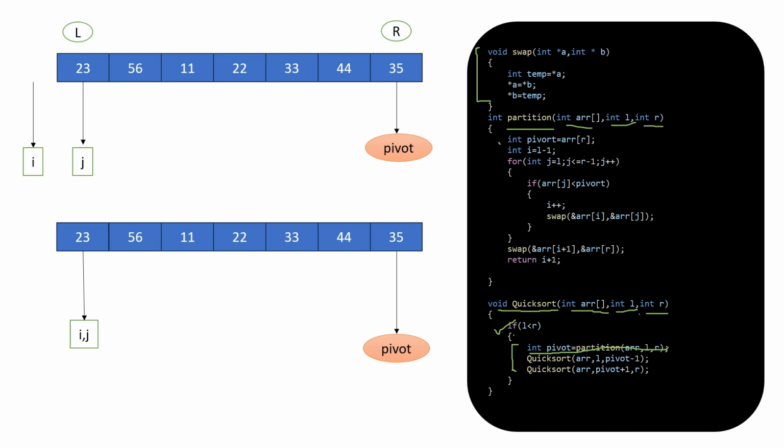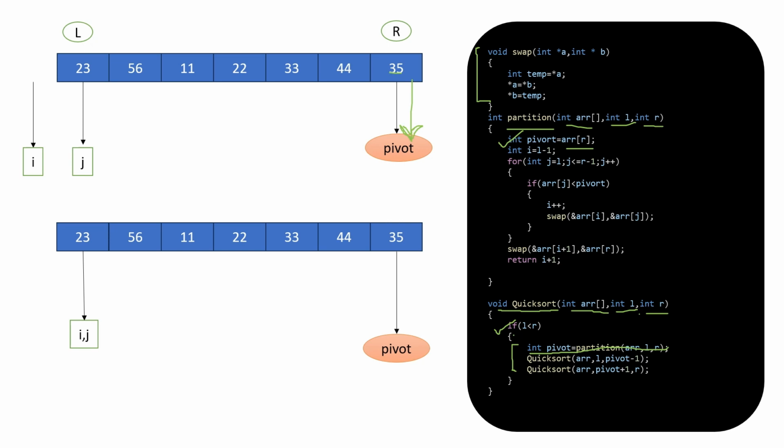So first we suppose that our pivot element is the last element of the array. So this is how I assign the pivot element as 35. So this is the input array: 23, 56, 11, 22, 33, 44, 35. Then we initialize our variable i with L minus 1. Here the L is 0.